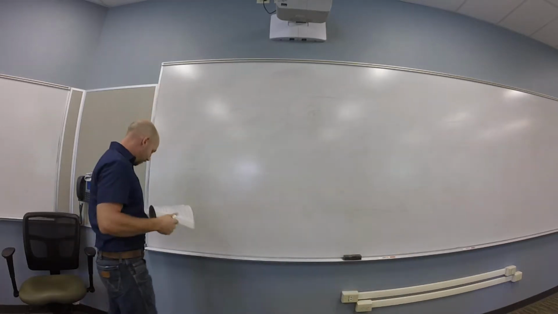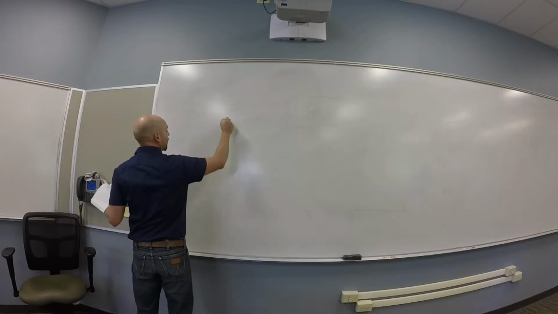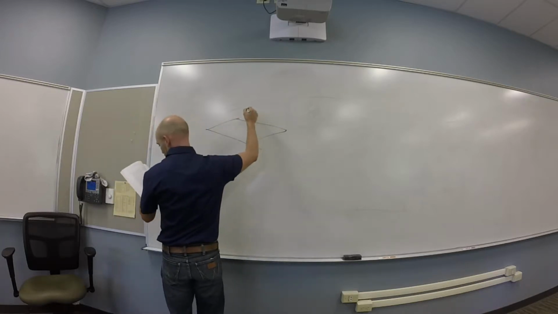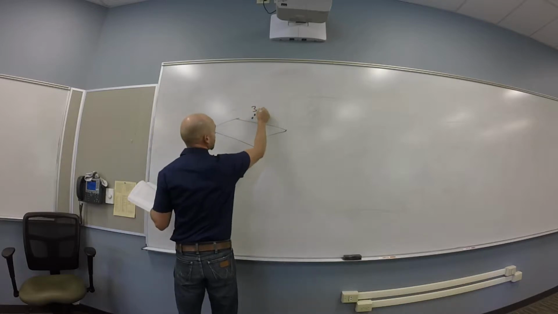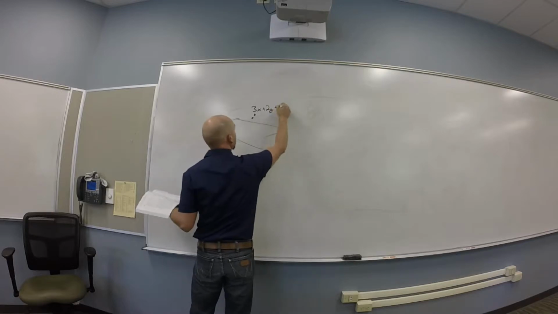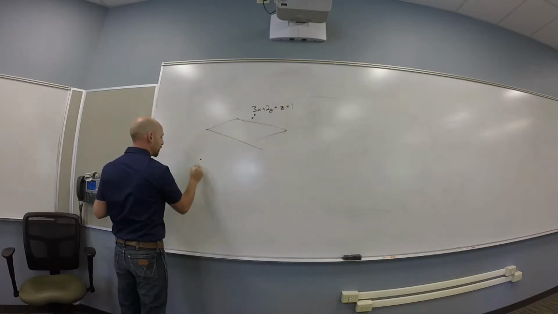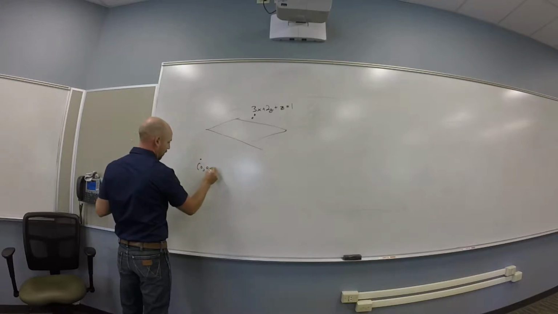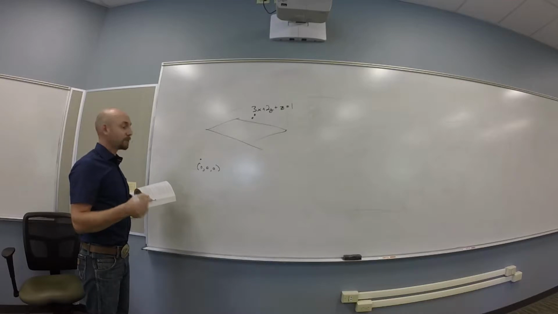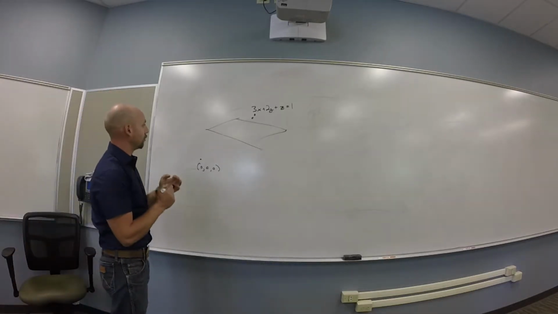All right, so this is 19, which says that I have some plane, right? And this plane is given by 3x plus 2y plus z equals 1. And someplace over here is the origin. And I'm supposed to find the closest thing on the plane to the origin.